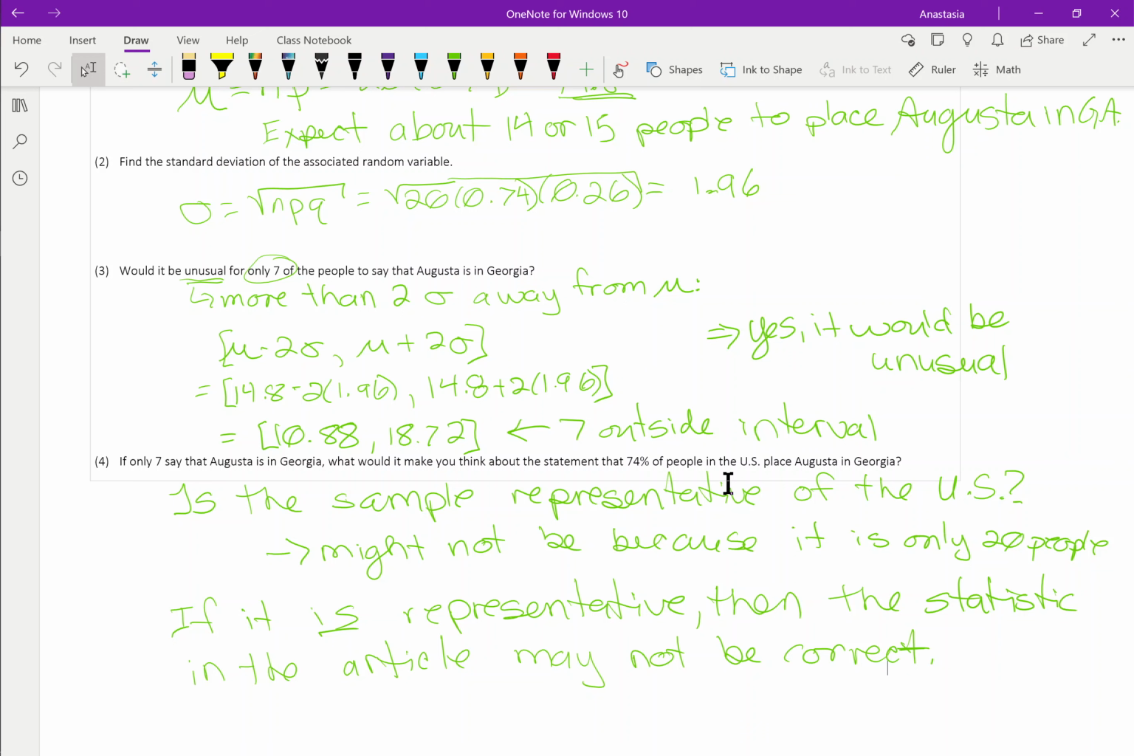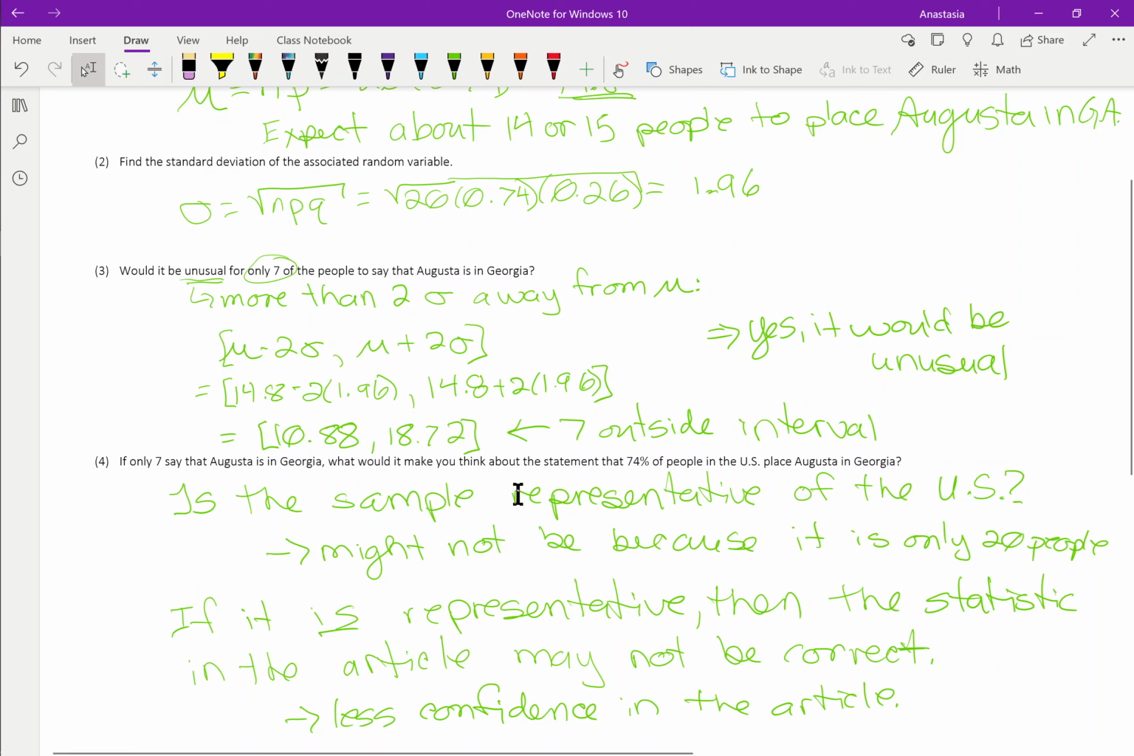So first off, we have to consider whether our sample is representative. If for some reason we know for sure that our sample is representative, then it must mean that the information that's in the article is not correct, or at least it gives us less confidence in what the article says. So less confidence in the article. Okay, and that wraps up our solution of this example.